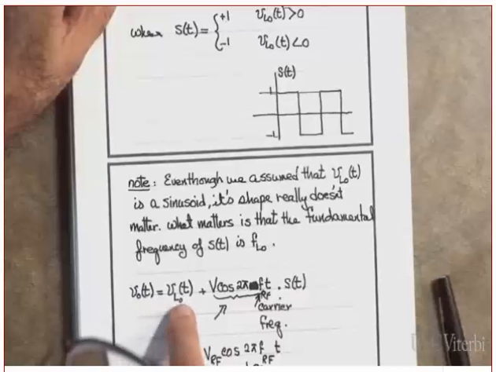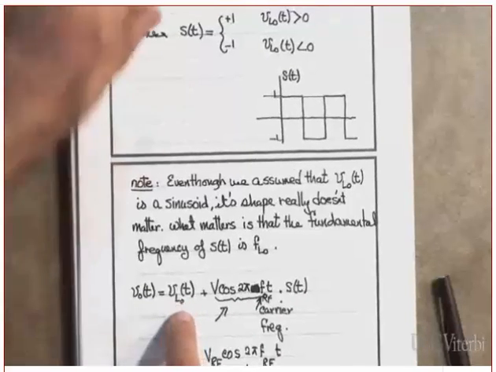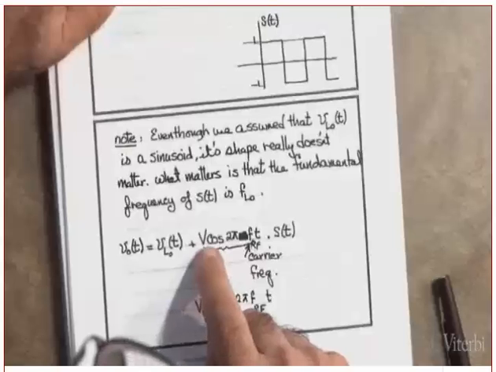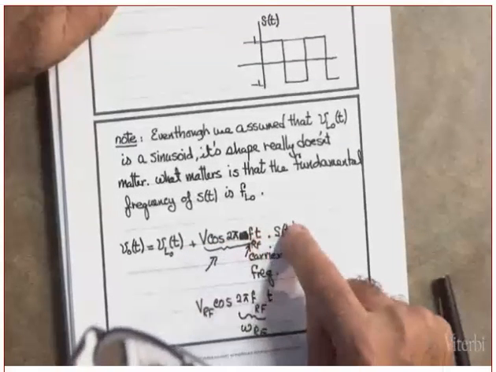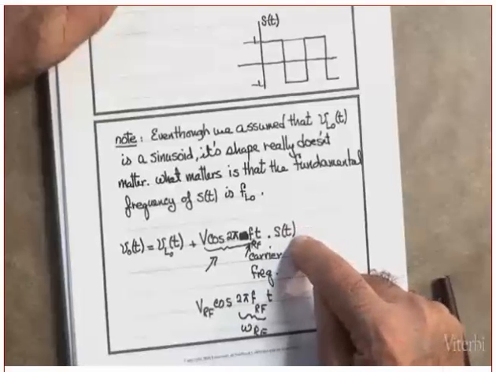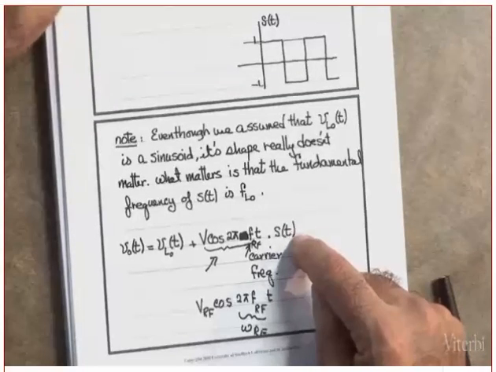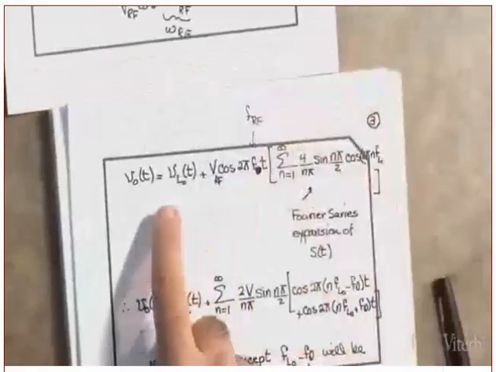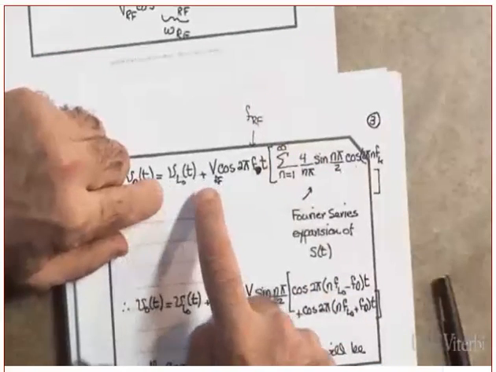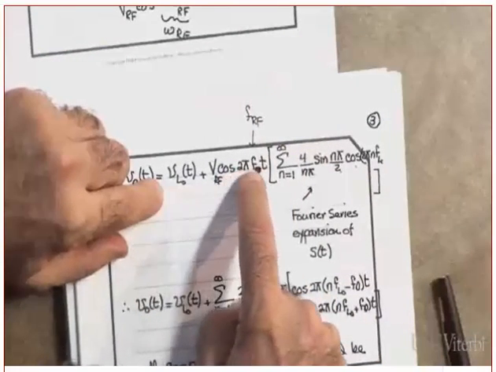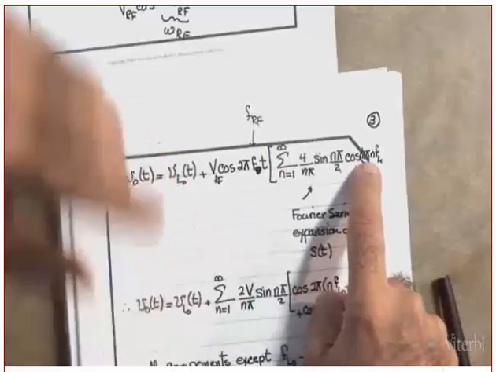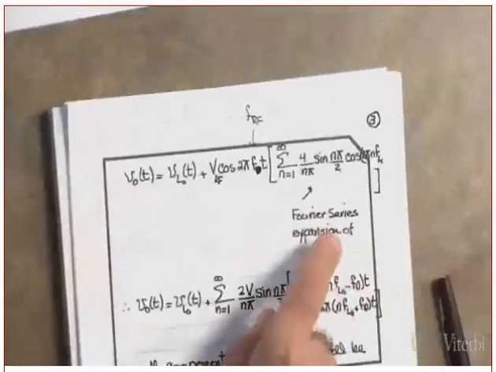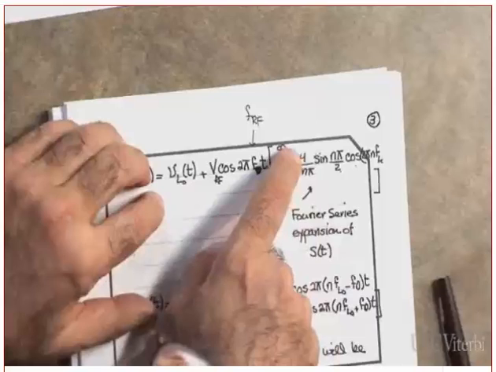So now, what do I have? Vout(t) equal to what? VLO(t), this term, plus VRF, which is V cosine 2π f_RF t, times S(t). Did you get this or not? Yes or no? Now, which is equal to VLO(t) plus V cosine 2π f_RF t times what? What is this? Can you tell me what is this? That's the Fourier series expansion of this guy. Yes?